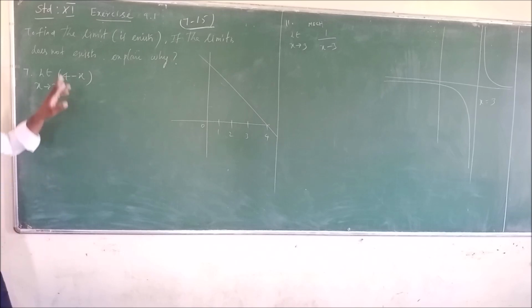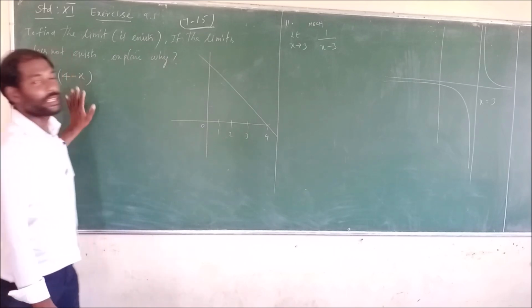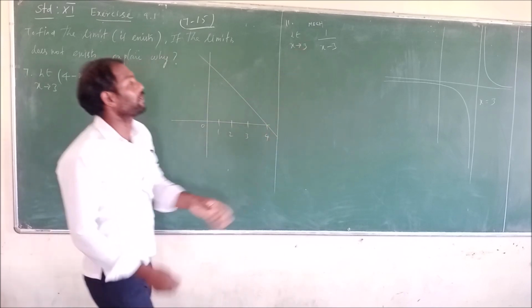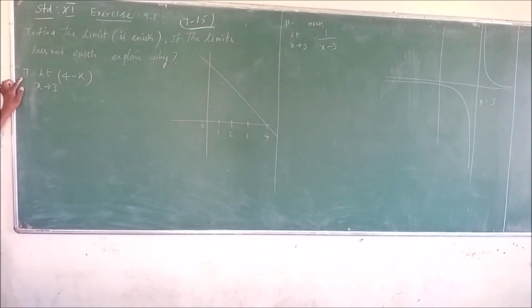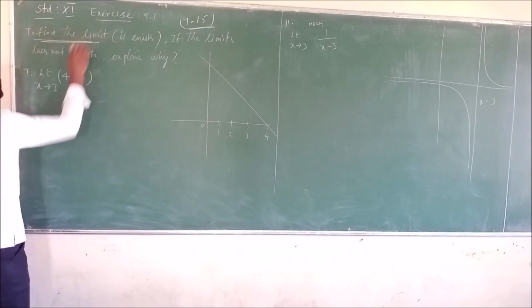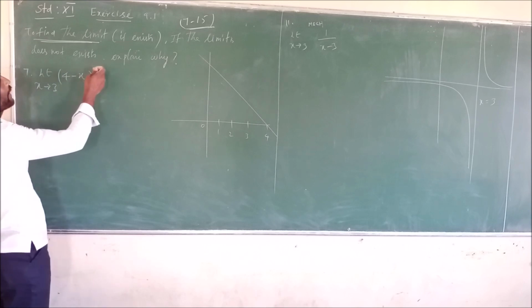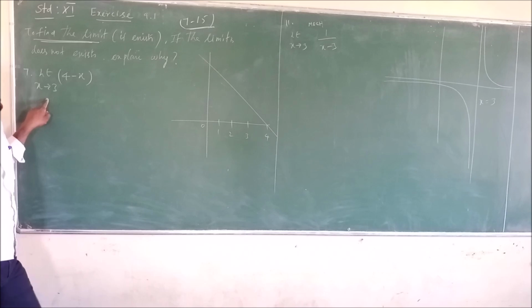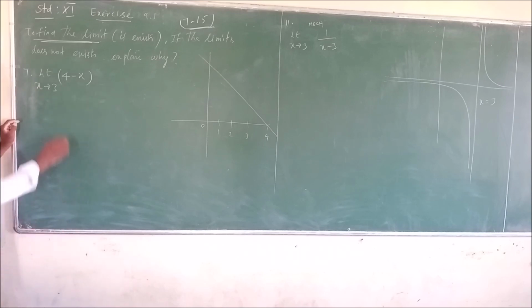So now we have discussed two kinds of problems. One is the limit exists problem: how the limit exists and how to find the limit value. Another is the limit does not exist problem. Therefore, the seventh problem: limit as x goes to 3 of 4 minus x. Find the limit value when the limit exists. Otherwise, the limit does not exist. What is the reason? The basic definition is the solution.